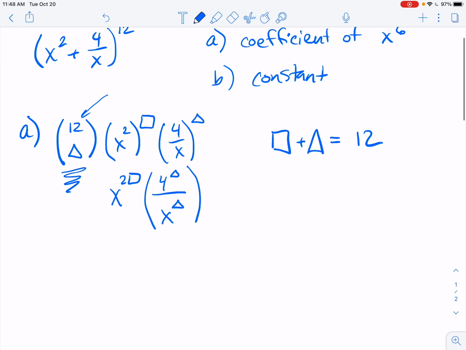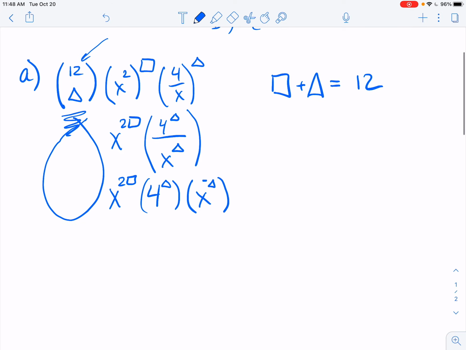Well, notice this is x to the 2 box. This is 4 times 4 to the triangle. This is getting a little confusing, but hang with me. This becomes x to the negative triangle when I move it from the denominator to the numerator. Okay, so now I have the same, there's still something here, and I should write it down. This becomes x to the 2 box minus triangle times 4 to the triangle.